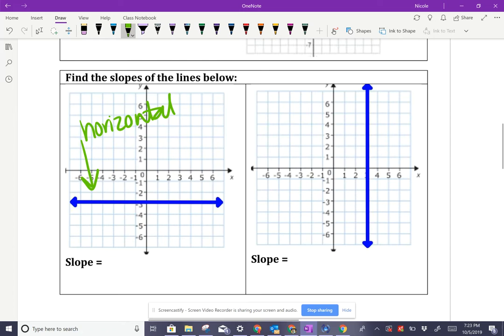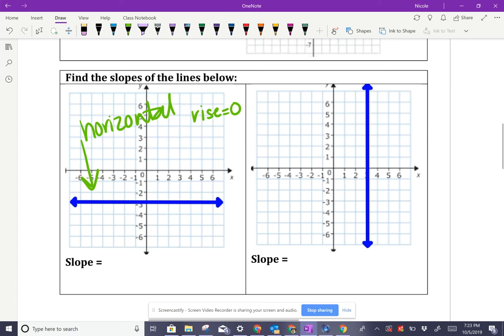So if we have a horizontal line, that means we are not rising at all. So our rise is 0. And if we look at our run, it is constant. We're constantly moving side to side, but our run doesn't change at all. So our run is constant.